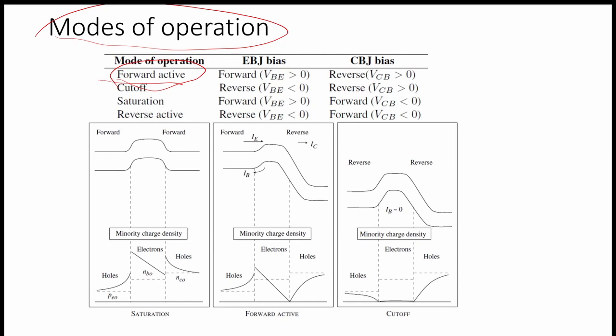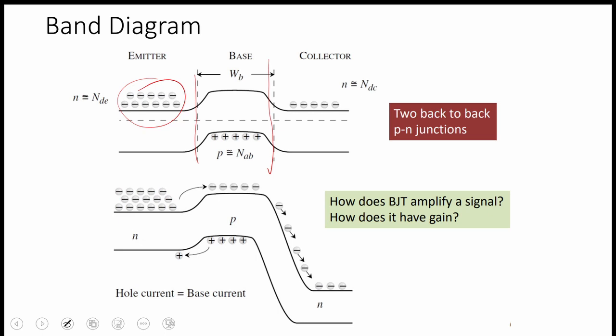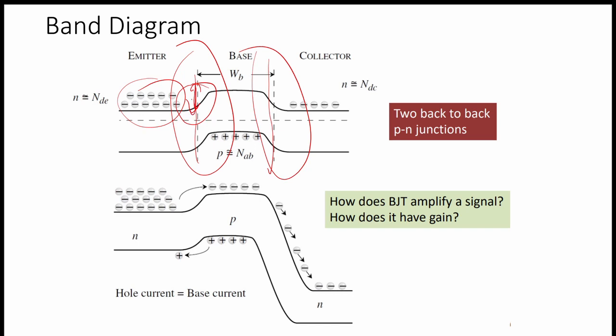The emitter base junction should be forward biased, and the collector base junction should be reverse biased, as we have already seen in the PN junction. When we forward bias this junction, the barrier height will be reduced and the electrons can flow easily from the N side to the P side. And the holes will also flow.